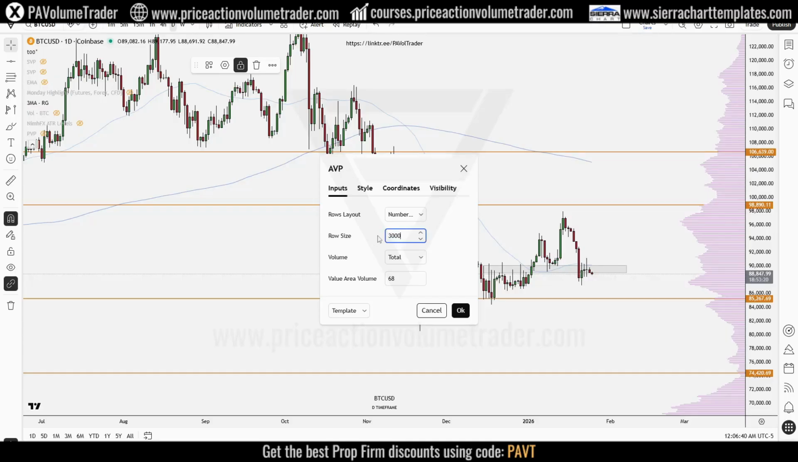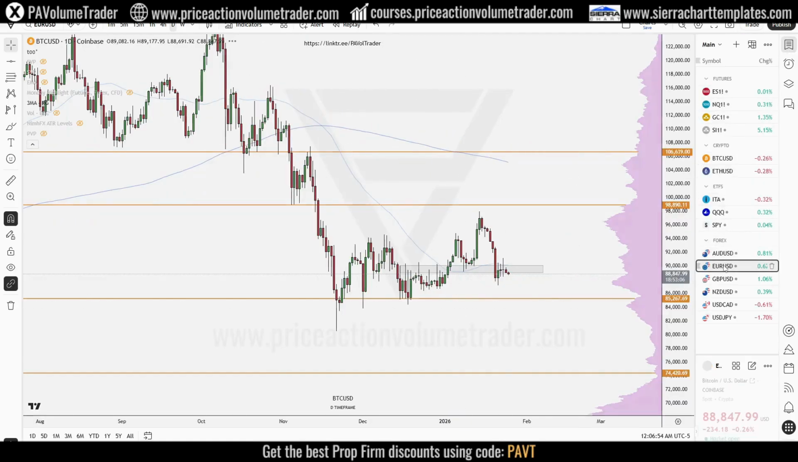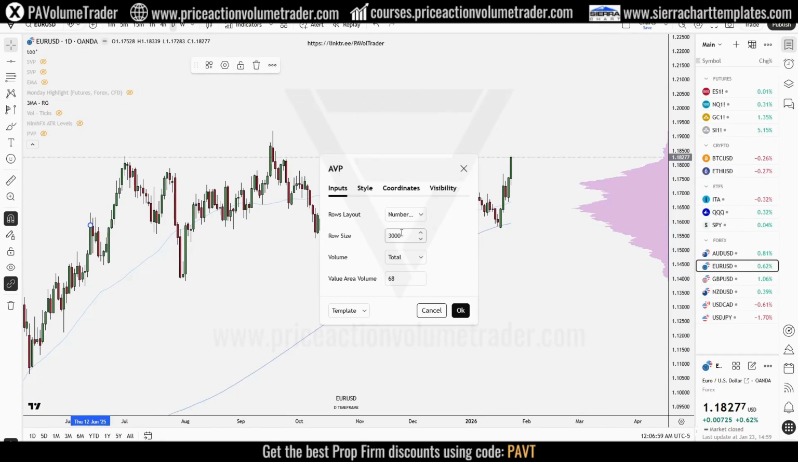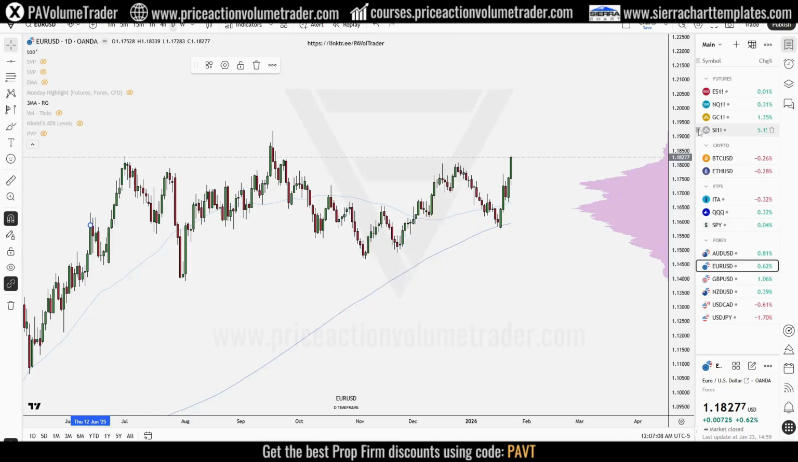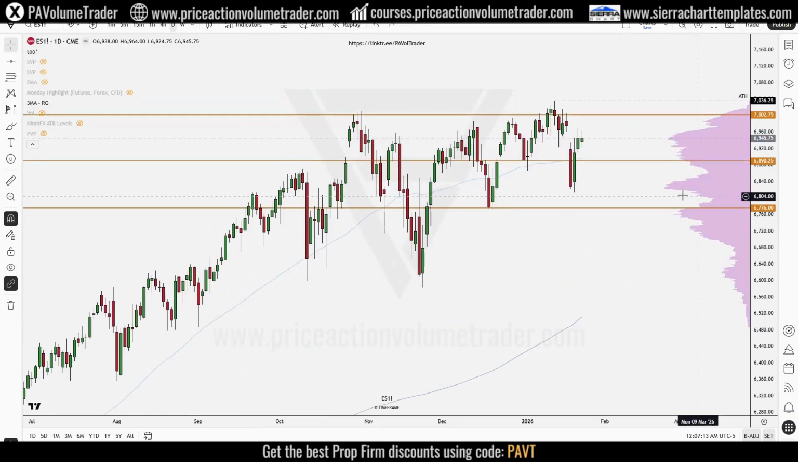So what I do is I just put number of rows, and I put a really big number like 3,000. This I found is pretty much universal, works for every market. So, even if I go to like a Forex market, you can see I have the same settings. 3,000 number rows, total volume, and value area, I always have it set at 68%. Okay? So that is my settings for my long-term volume profile.